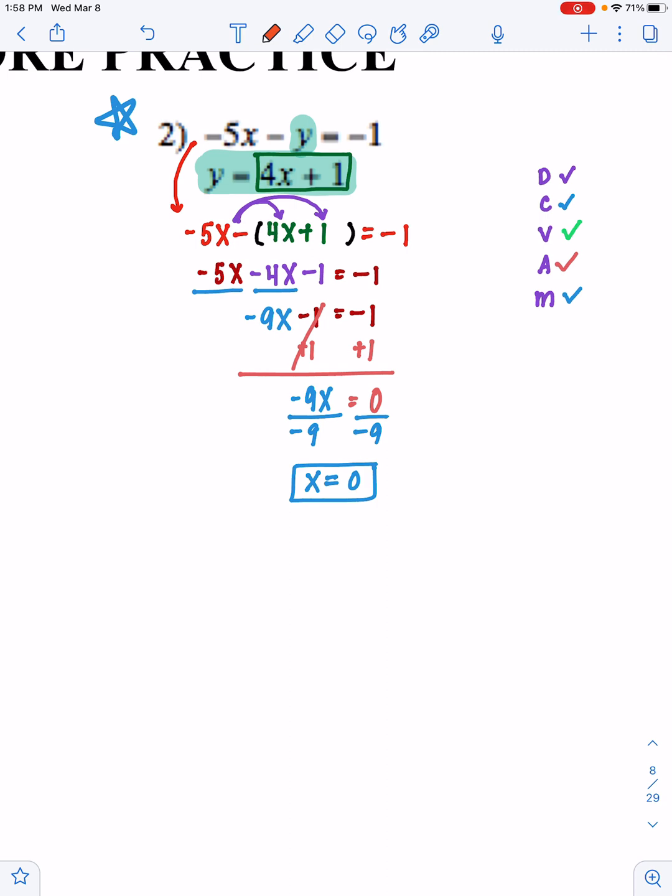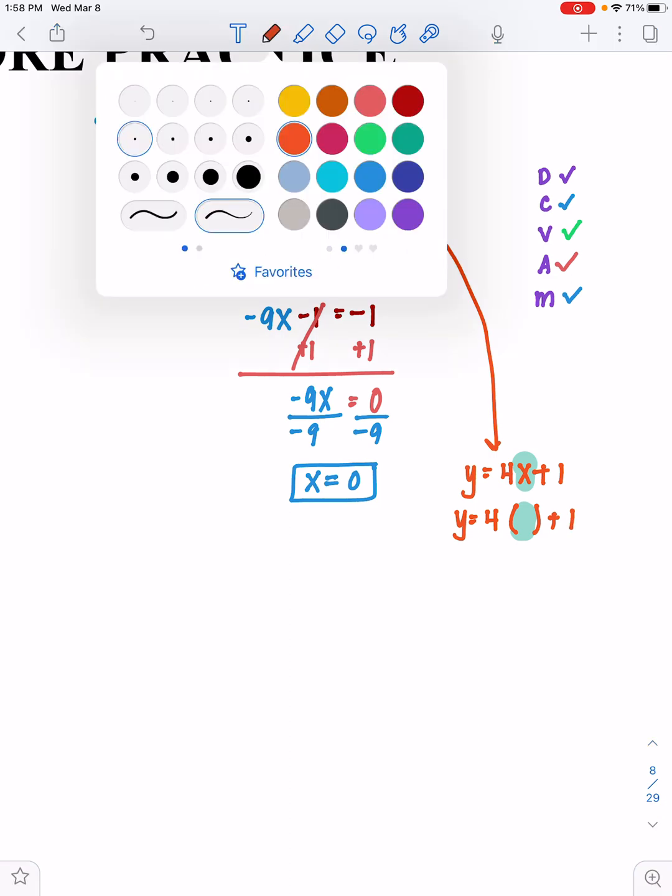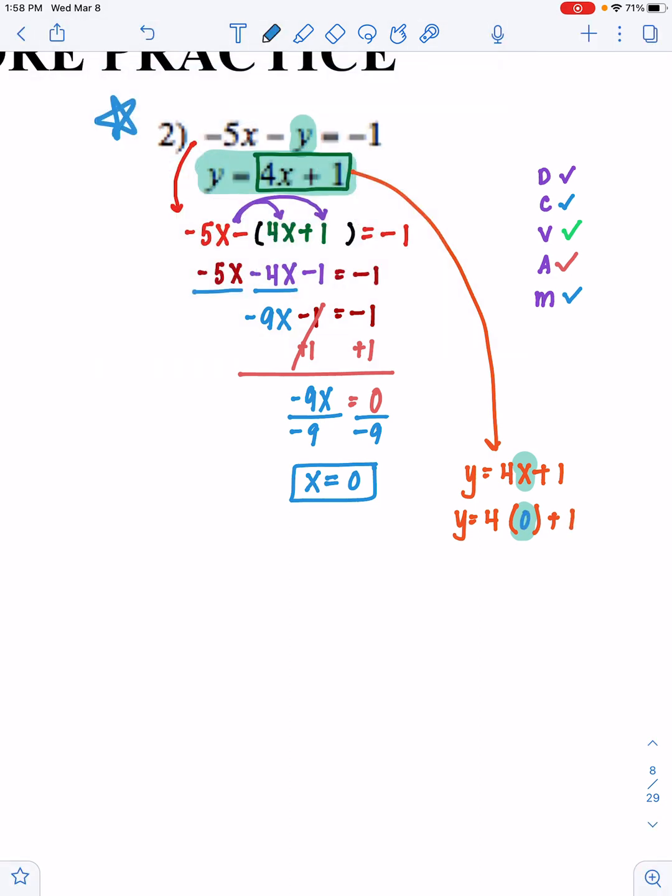I'm going to take the easier equation. For me, that is the second equation. y equals 4x plus 1. And this time we know what x is, so let's go ahead and plug in for x. y equals 4 times something plus 1. And our x we got was 0. Again, you can plug all of this into your calculator. However, if you want to work your brain a little bit, 4 times 0 is 0 plus 1. y is equal to 1.